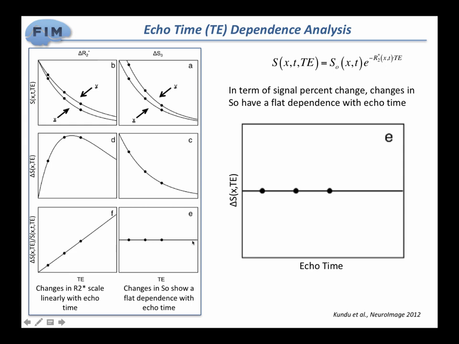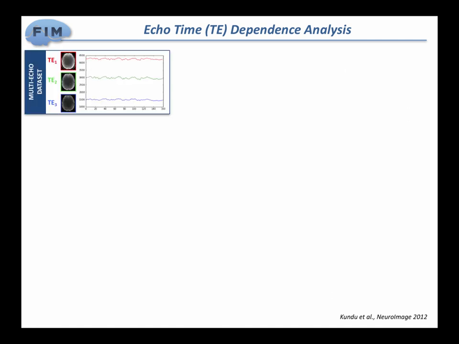And this is the basis for the echo dependence analysis: the idea that signal changes that are of BOLD origin will show a linear dependence with echo time, and signal changes that are not of BOLD origin will show a flat dependence with echo time. We're going to exploit this principle for doing some more advanced things. That makes sense?